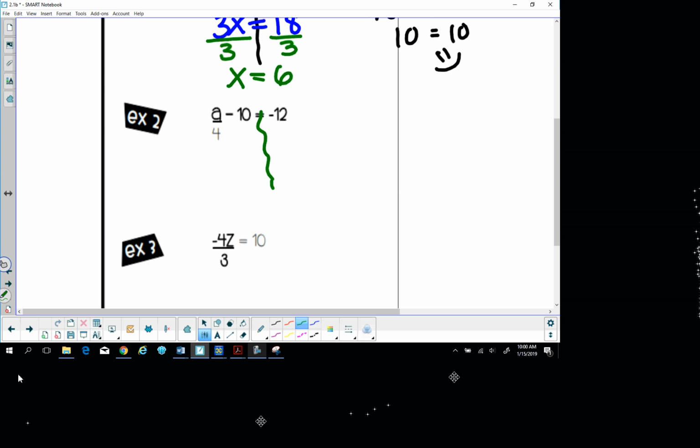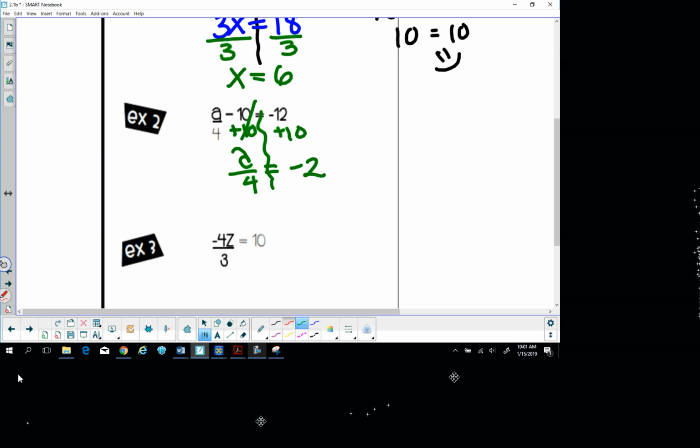What's the inverse of subtracting 10? You can shout it out. What's the opposite of subtracting? Adding. Good. So we would add 10. A lot of people start by multiplying by 4 first. And so that gets rid of this. And I get a over 4 equals, when I add this, negative 2. And so always put that in your calculator, negative 12 plus 10, to make sure you get the correct answer.